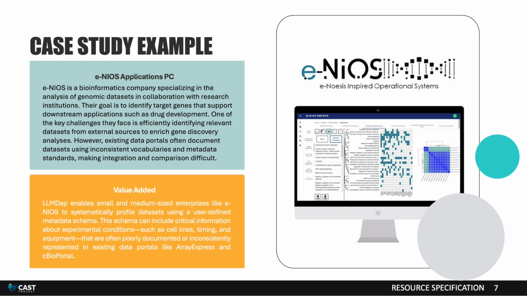eNeos can now identify and integrate relevant datasets faster, with greater confidence in the quality and relevance of the metadata. This accelerates their research timelines, improves the robustness of their analyses, and ultimately supports more effective gene discovery and therapeutic development. In short, LLM-DAP empowers eNeos to overcome the limitations of fragmented data documentation and move toward a unified, intelligent approach to metadata generation, unlocking new possibilities in genomic research.